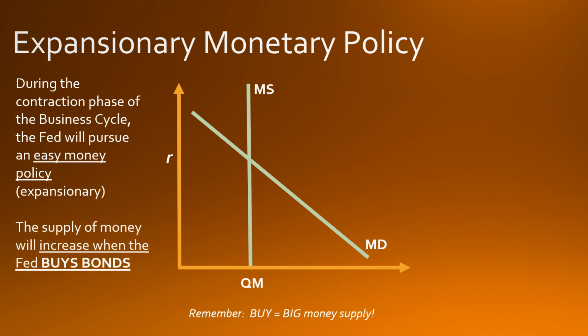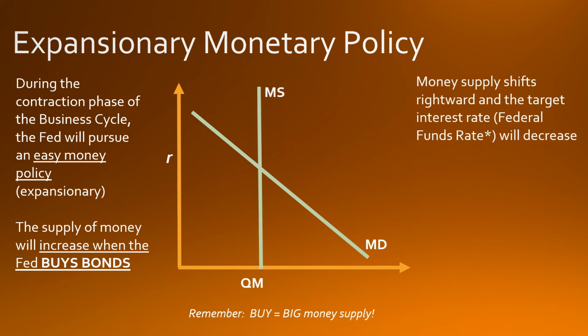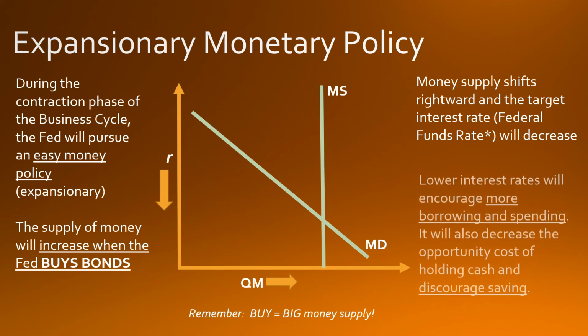So the supply of money will increase when the Fed buys bonds. So if the Fed buys bonds, money supply will shift over to the right, right? And when money supply shifts to the right, that means the federal funds rate, the nominal interest rate, is going to decrease because the quantity of money increased.